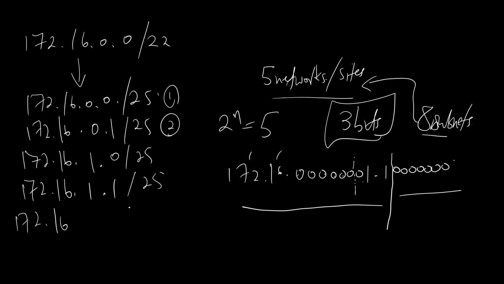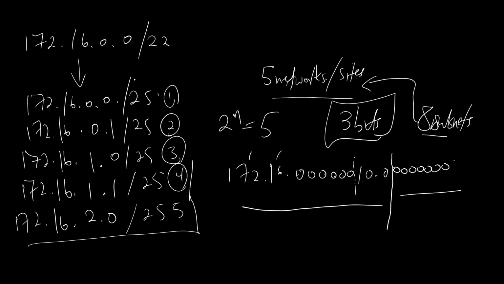172.16. Now I have a 0 here. I have a 0 here. I have a 1 here. That's a 2.0/25. 5 networks. 3, 4, 5. This is how I create 5 networks from the requirements that I have.